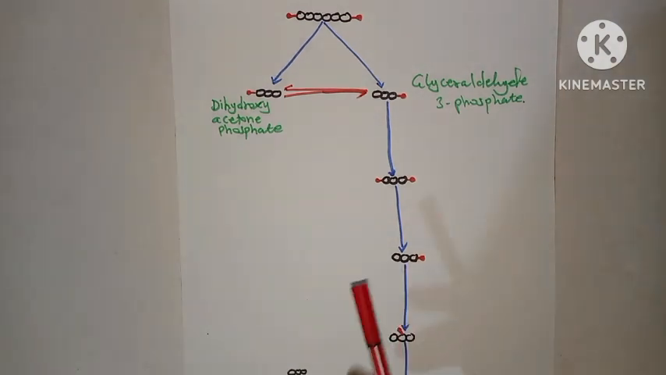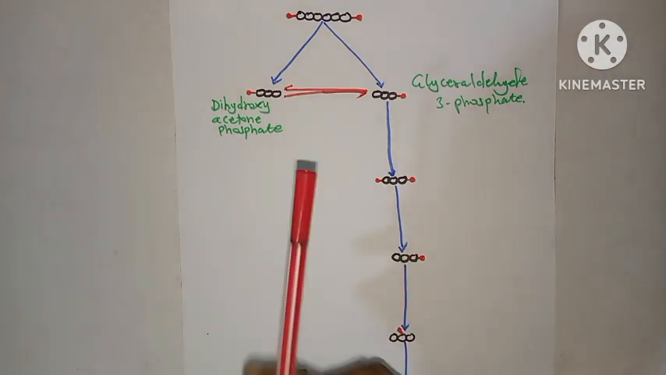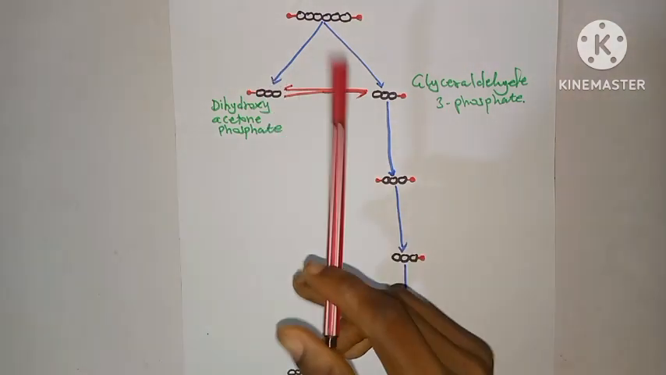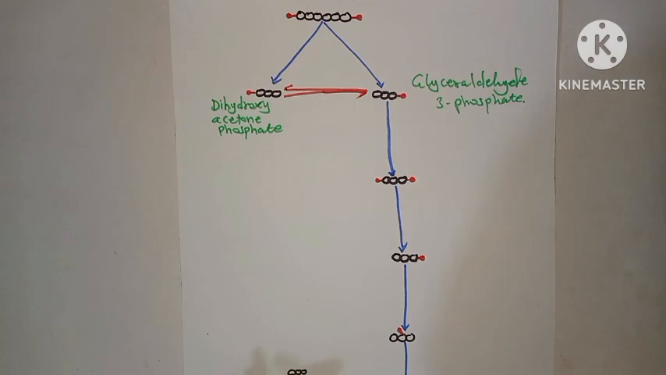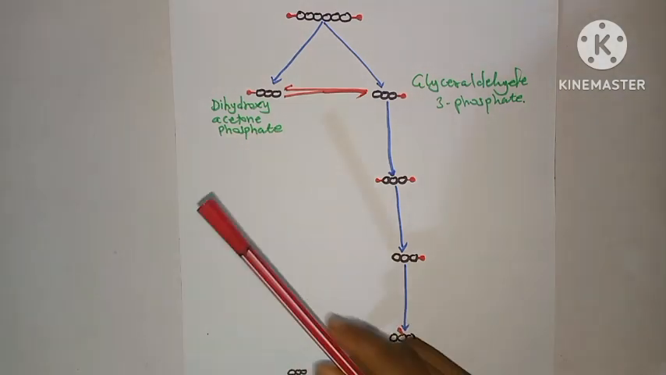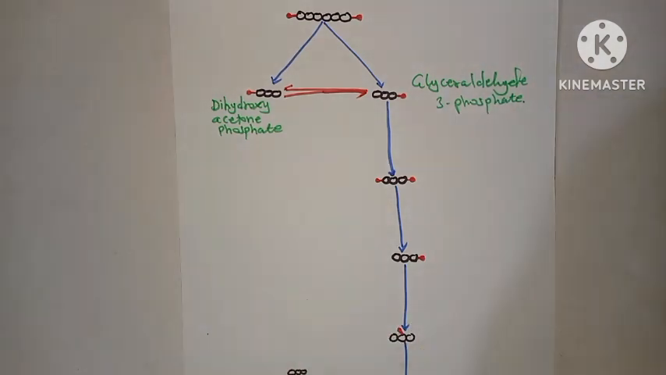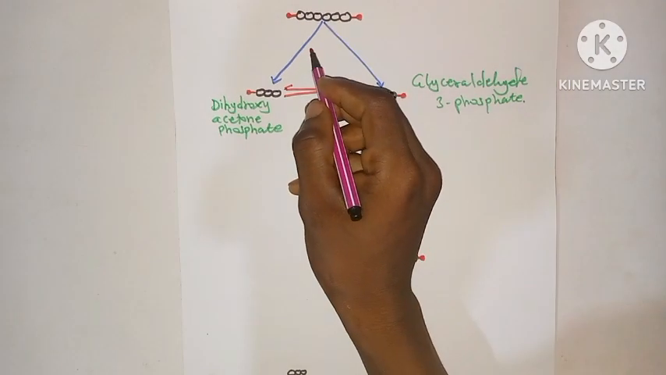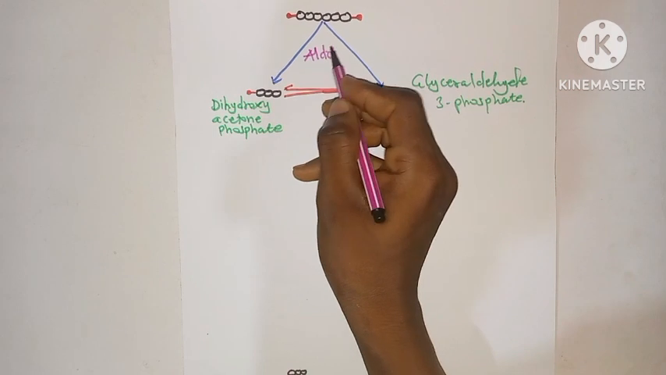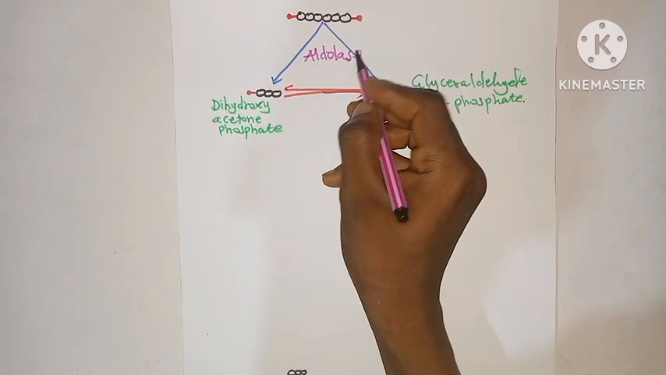The name of the enzyme involved in the splitting of fructose 1,6 bisphosphate into dihydroxyacetone phosphate and glyceraldehyde 3 phosphate is known as aldolase. So the name of the enzyme is called aldolase enzyme.